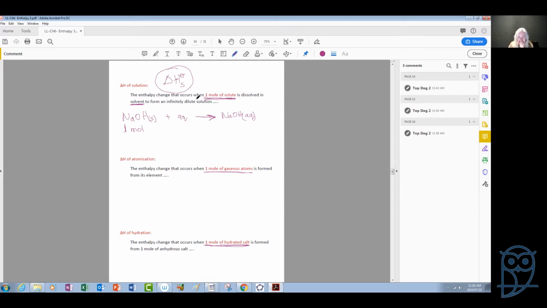And usually we need to have enough water so that this solution is infinitely dilute, so that if we add any extra solute, there's no extra change in the enthalpy change of solution.